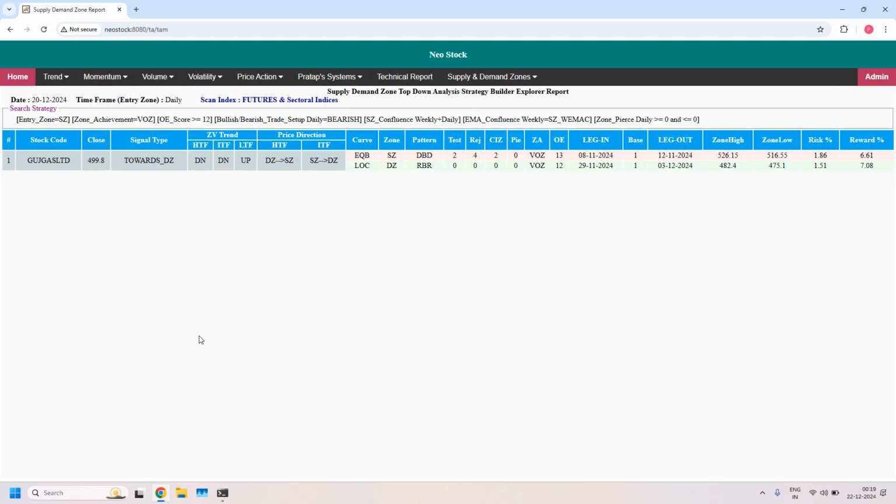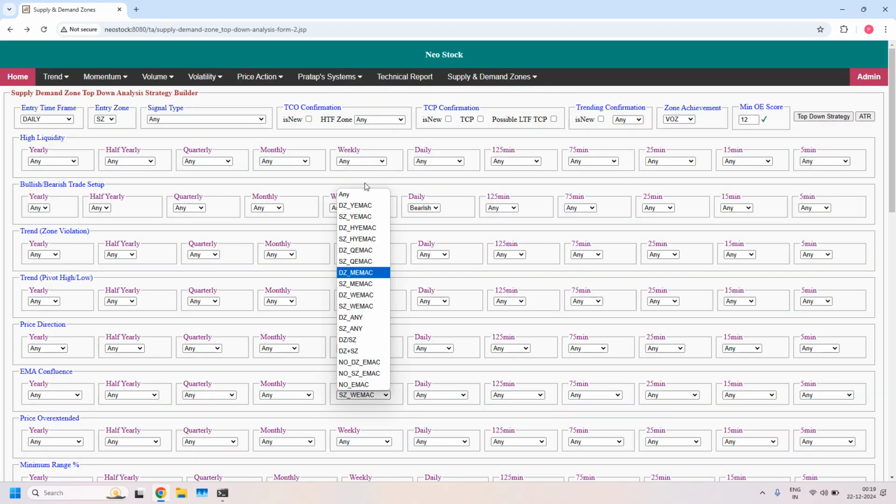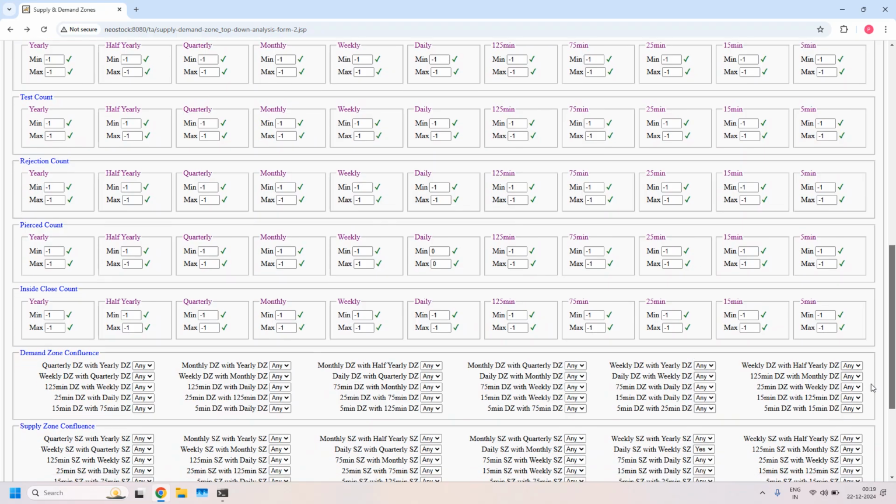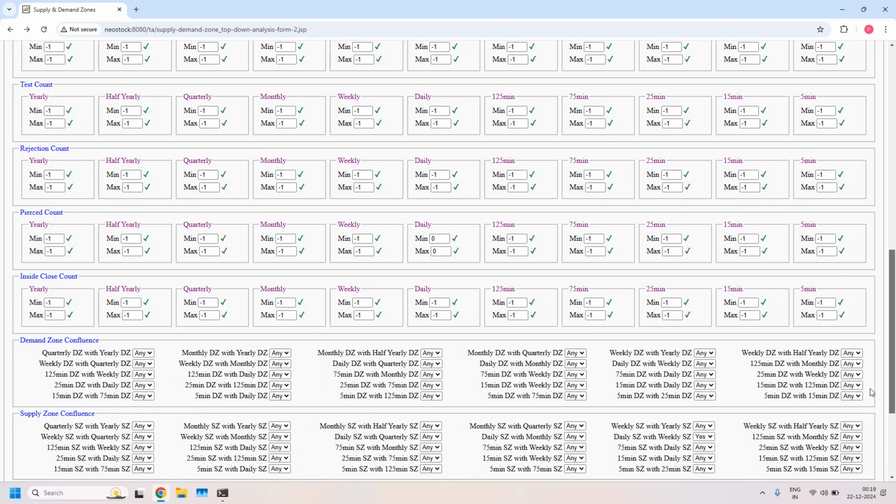Oh, this stock is filtered. So it is an even more high probability trade setup, supported stock. Now let us further check whether it is having LTF, ITF, HTF confluence or not. Removing this EMA filter. In the supply zone confluence, three filters we have to add.